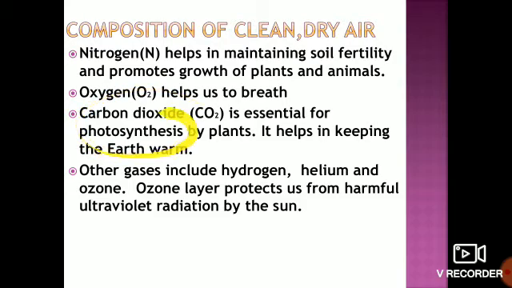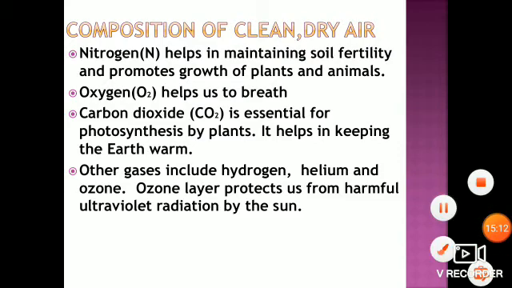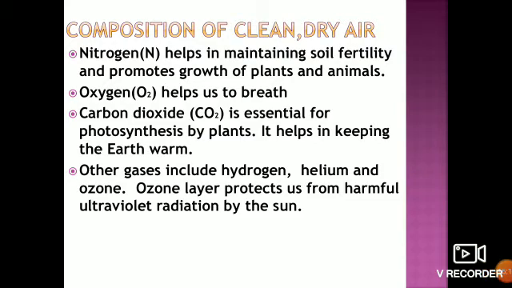Photosynthesis is a technique through which carbon dioxide gas is involved, and sunlight and water are also involved in the process of what? Photosynthesis. Photosynthesis is a process followed by the plants and other living organisms, which converts light energy into chemical energy. So photosynthesis is very important. It helps us in keeping the earth's surface warm. Then there are other gases: hydrogen, helium, and ozone.